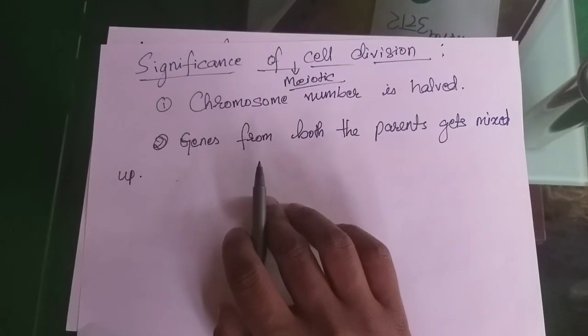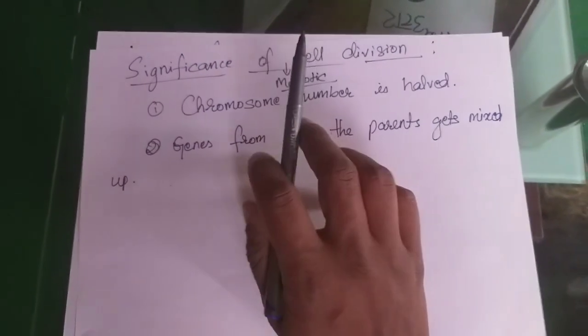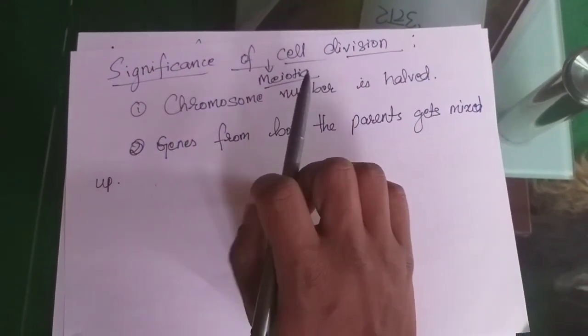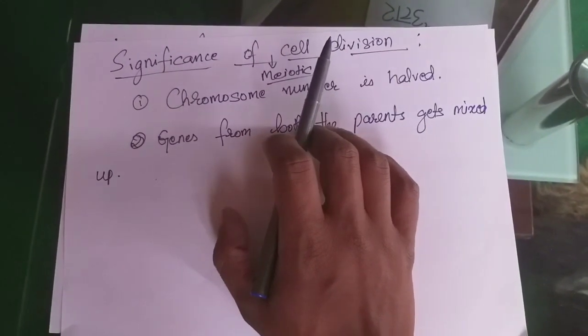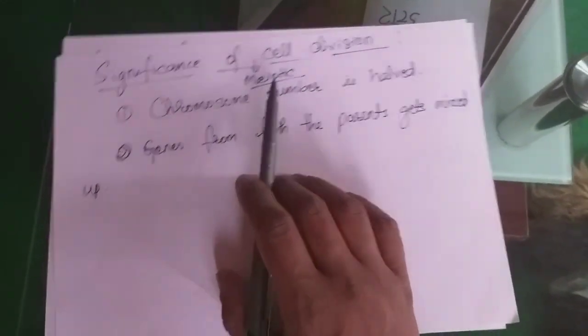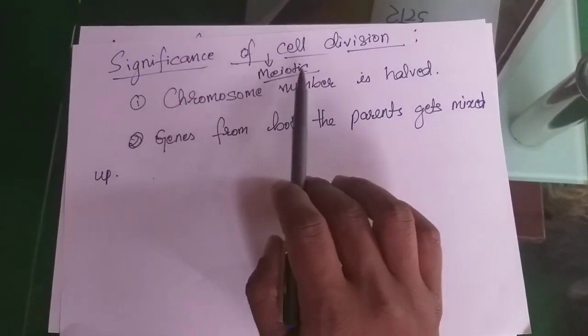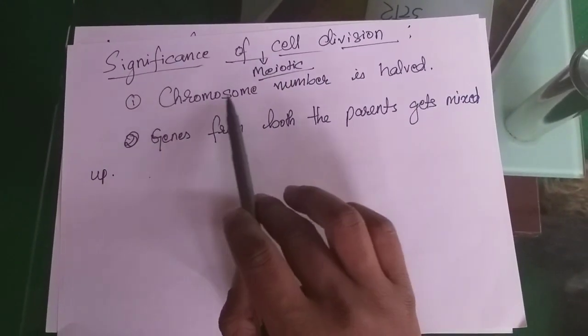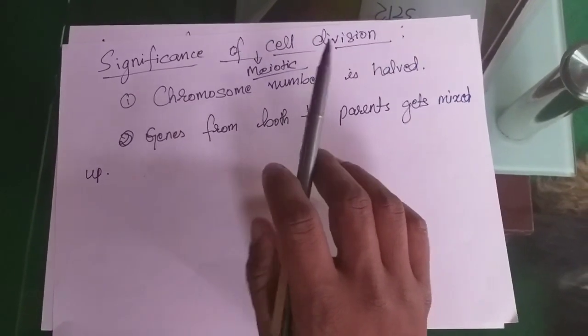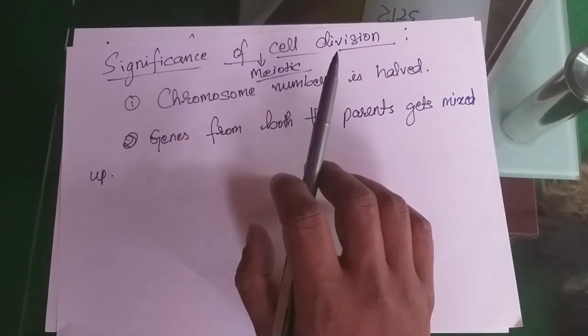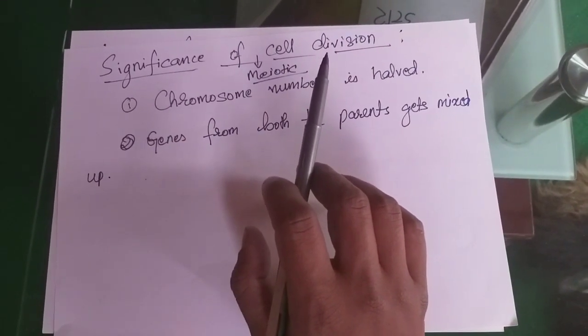Significance of meiotic cell division. We have already studied meiotic cell division, how it occurs and what the resultant daughter cells are. Now we will talk about the significance or importance of meiotic cell division. Number one, chromosome number is halved. I have already told you that the chromosome number is decreased by half than that of the parent cell in the daughter cell.